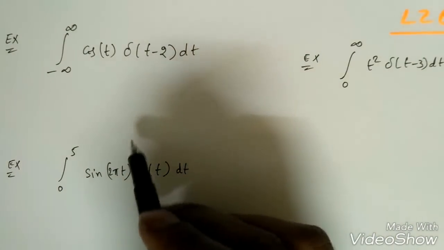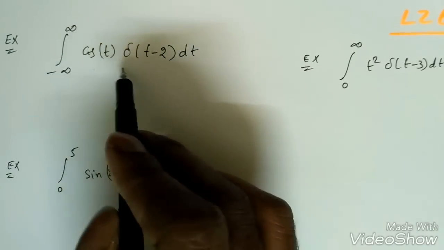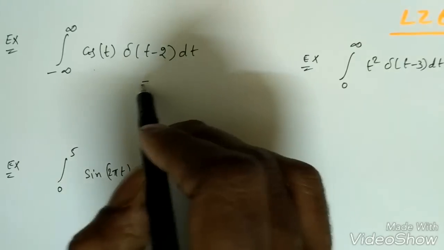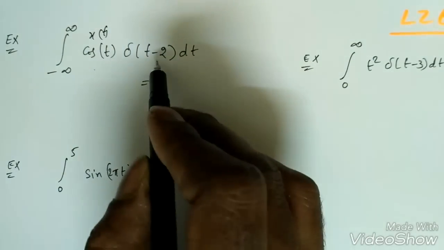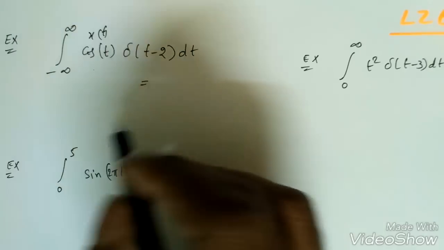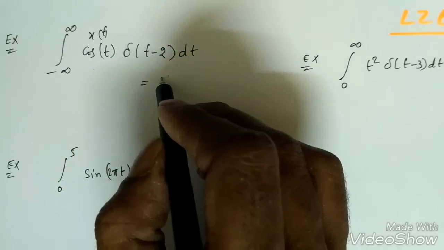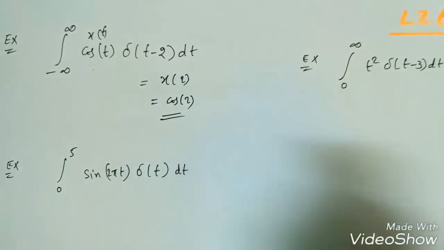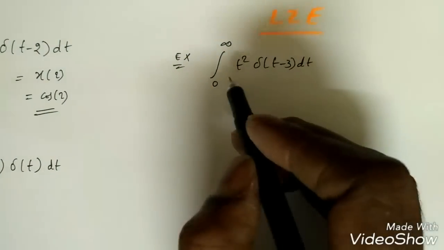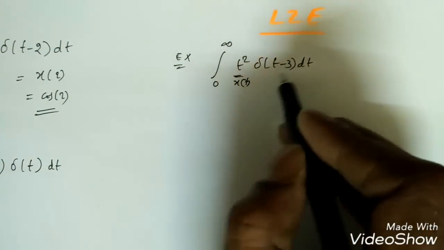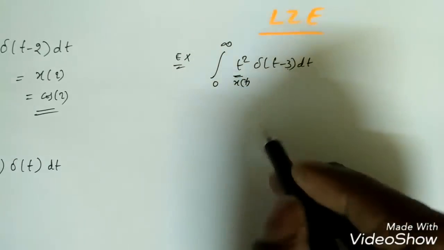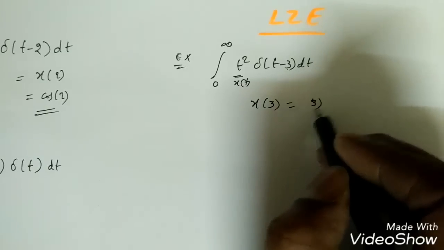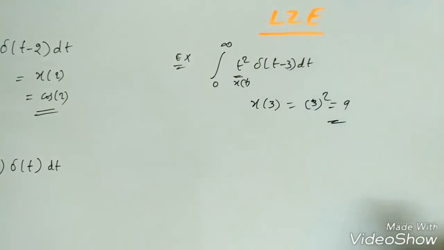One more example we'll see, that is the integral from minus infinity to infinity of cos t delta t minus 2 dt. So we know that this is, suppose, x of t, and 2 is in between minus infinity and infinity. So we can say directly x of 2. X of 2 means cos 2 is the value. If I see this one, x of t is nothing but t square, and 3 is between 0 and infinity. So x of 3, that means 3 square. So 9 is the answer.